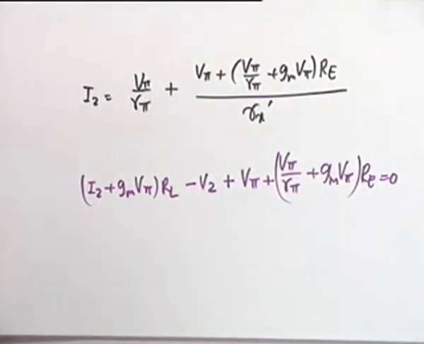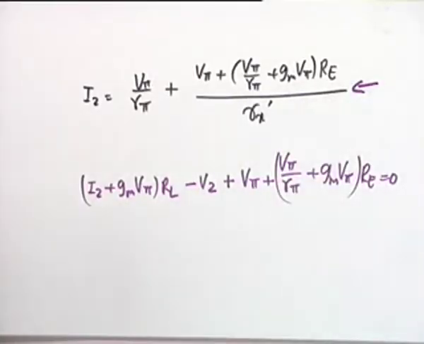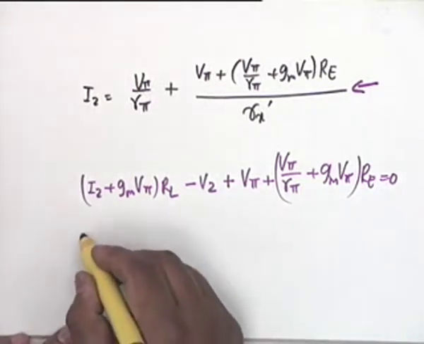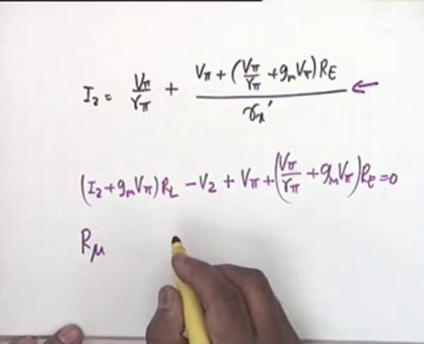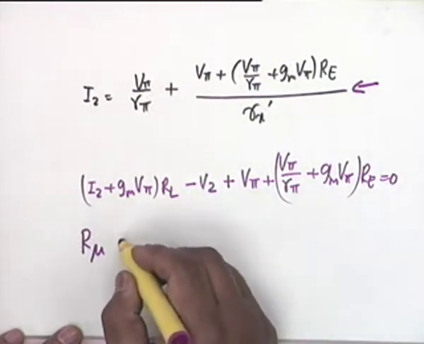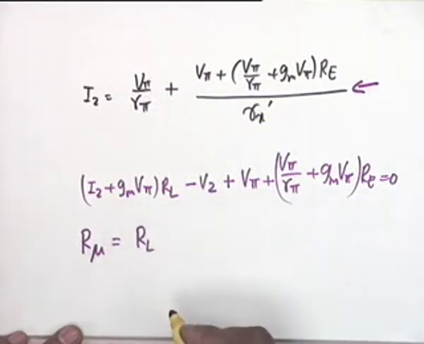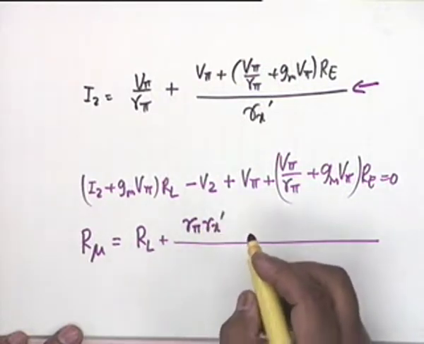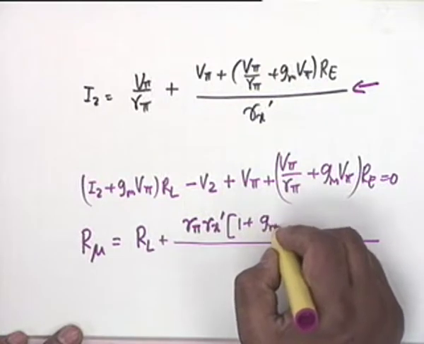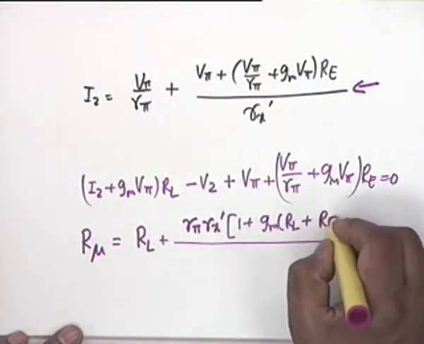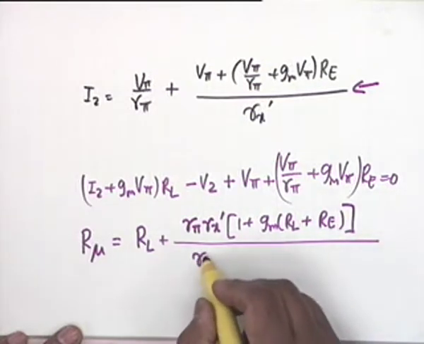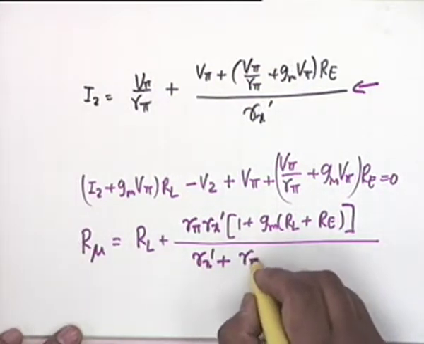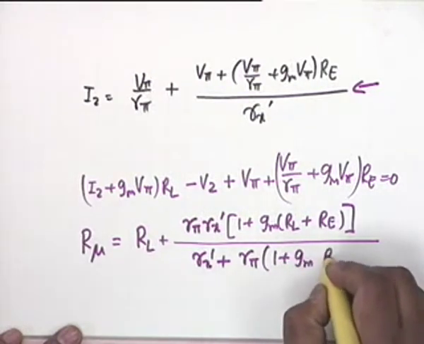These are the two equations from which you have to eliminate V pi. Obviously V pi can be obtained from this equation in terms of I2, substitute here. The result is a bit long, but this is the result. R mu comes out as RL plus R pi Rx prime times (1 plus Gm RL plus Re) divided by Rx prime plus R pi times (1 plus Gm Re).